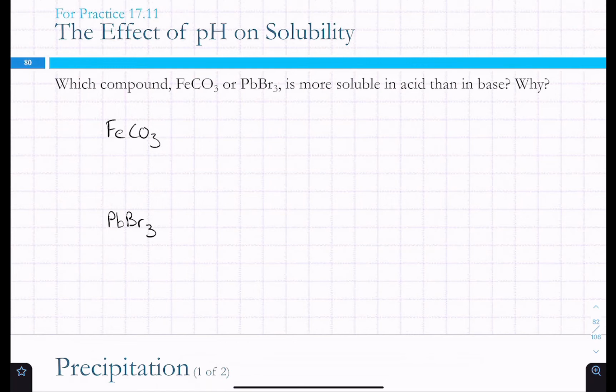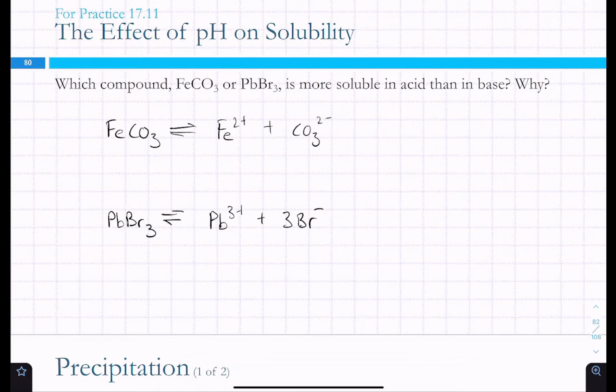So if we were to look at the dissolution products, if this dissolves, it's going to be iron 2+ and CO3 2-. And if the lead 3 bromide dissolves, it's going to be Pb3+ and 3 Br-.